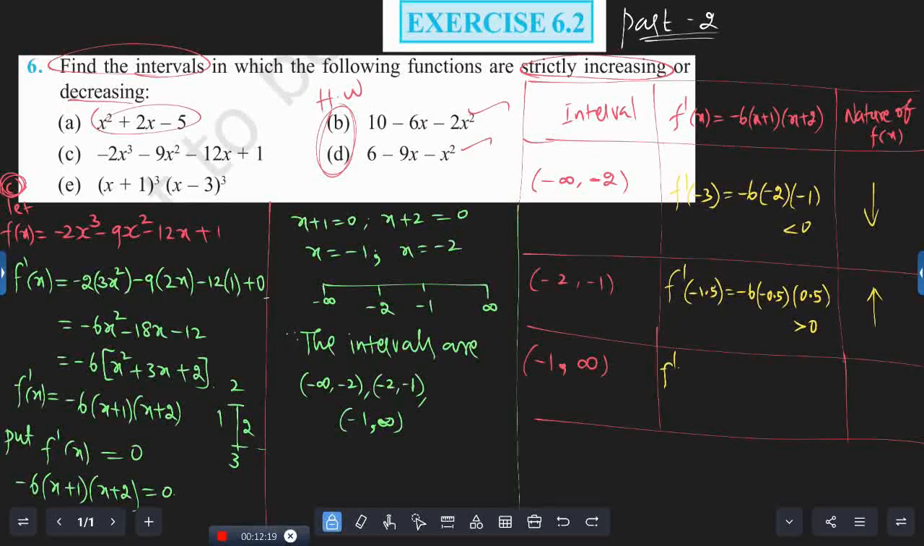Very good. What is f dash of 0 if you take? So minus 6 into 0 plus 1, 1, and 0 plus 2, 2.